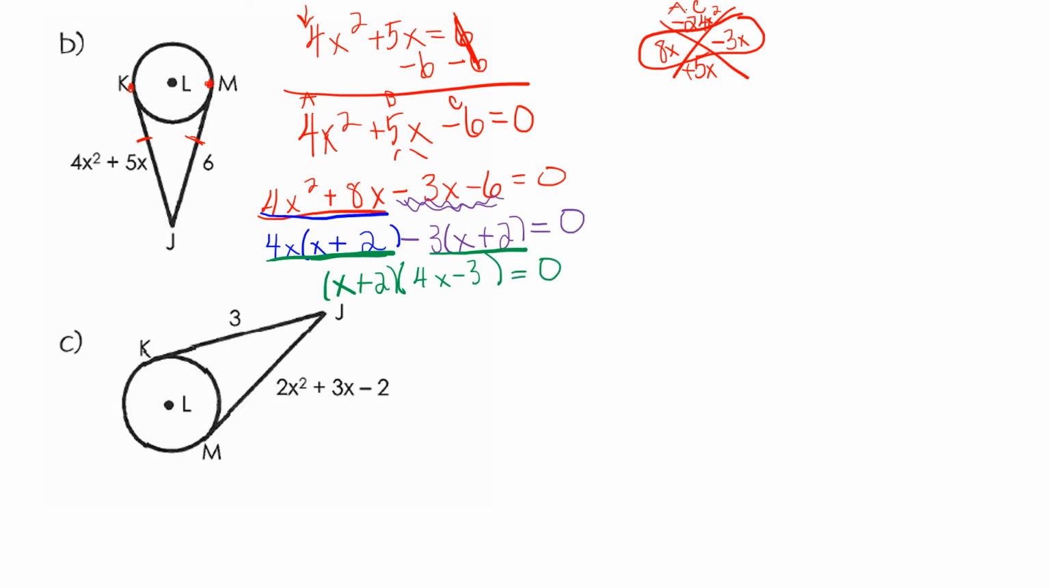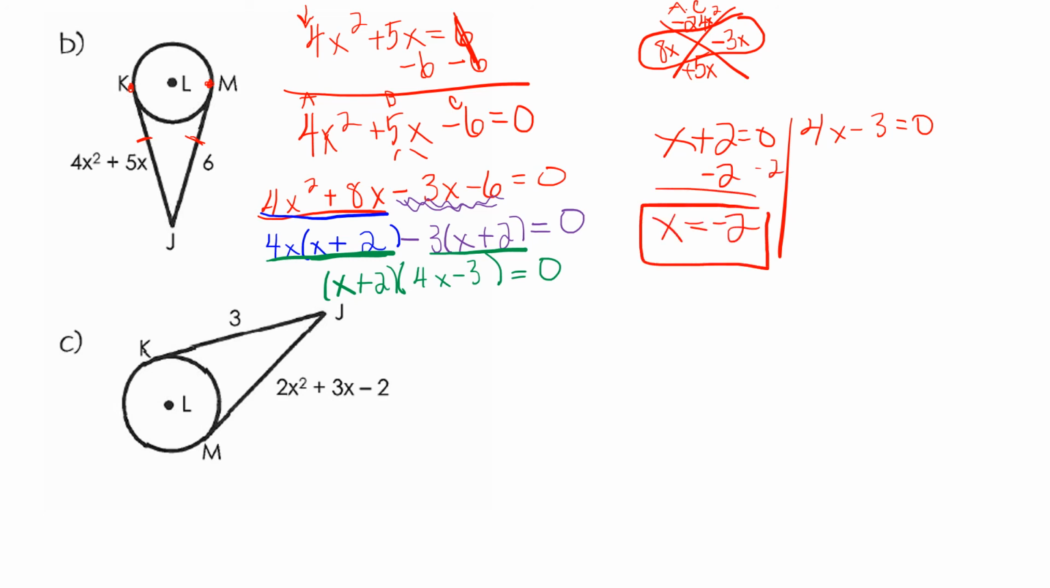And now when we have these two sets of parentheses set equal to 0, that means that I have to set each factor, or each product, equal to 0. So x plus 2 equal to 0 and 4x minus 3 equal to 0. Well, the one on the left is easy. It's a one-step equation. So in this case, x is equal to negative 2.